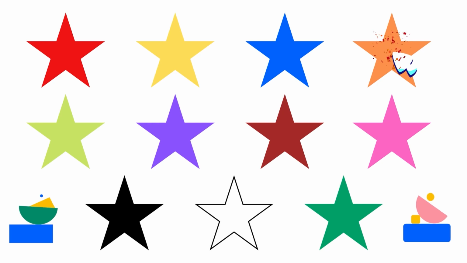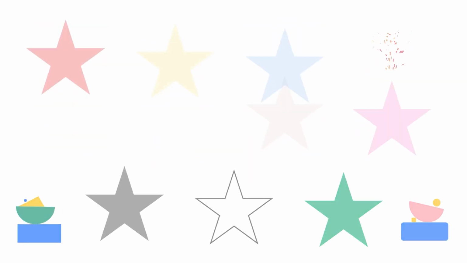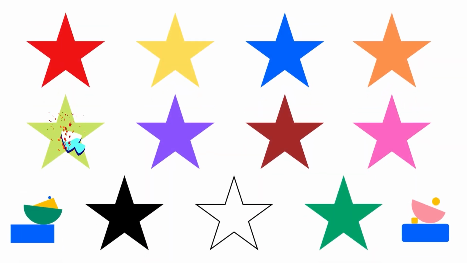Orange color. Orange color star shape. O is for orange color. Lime color. Lime color star shape. L is for lime color.